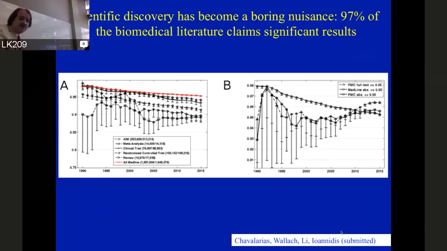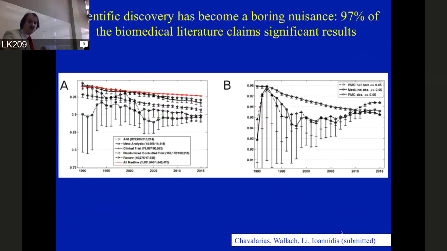Now, significant results are becoming a little less common. As you might see, this is the red line in the first plot. So from 98%, we're dropping to 95%. So there's a little bit of room for some negative results out there, but not that much.